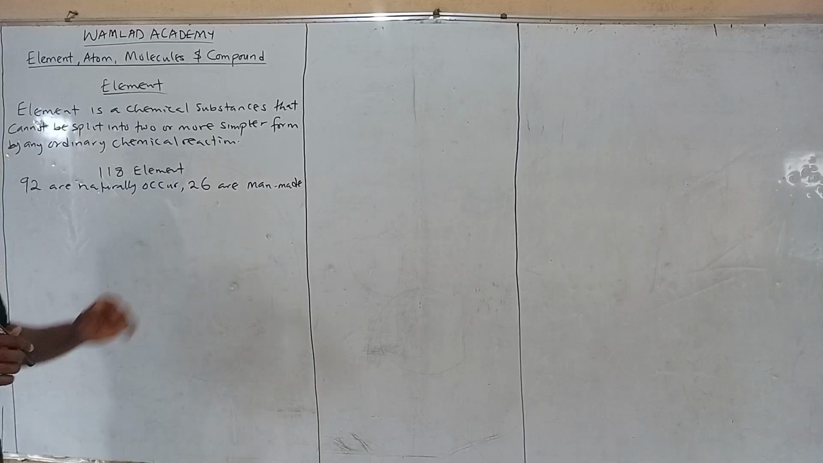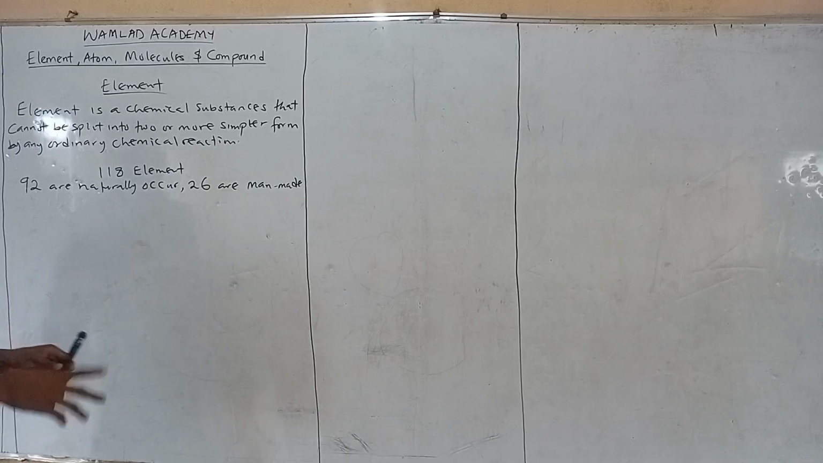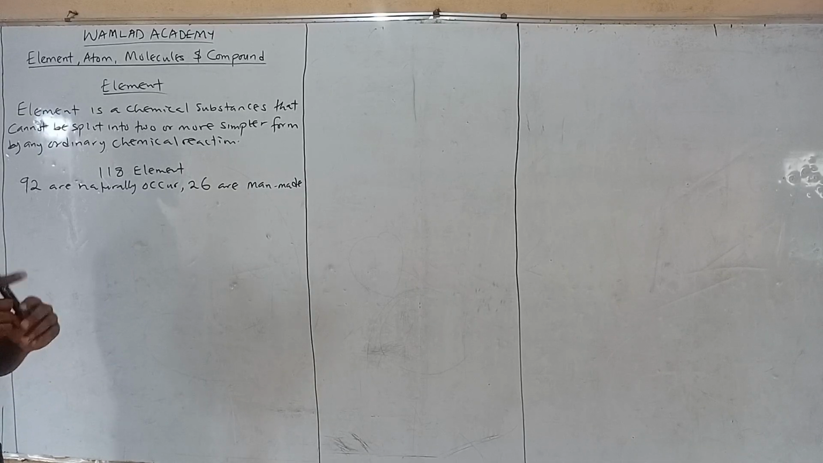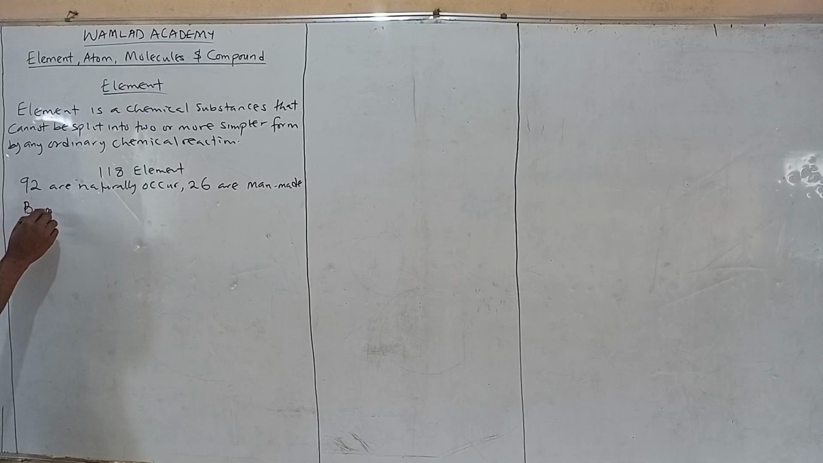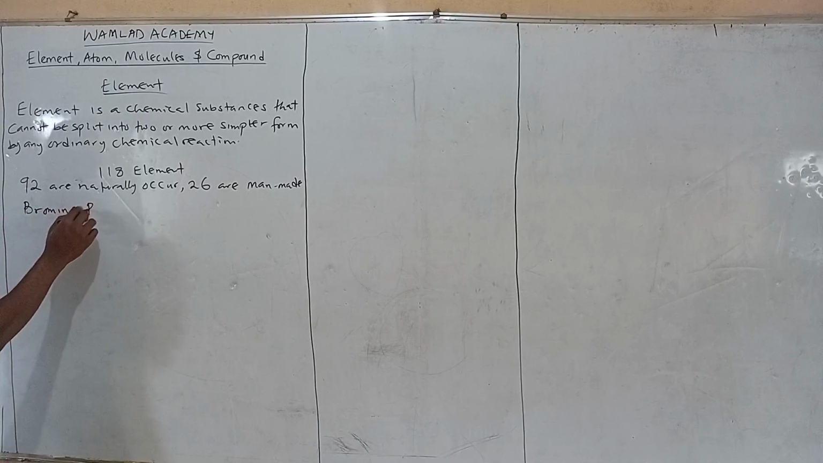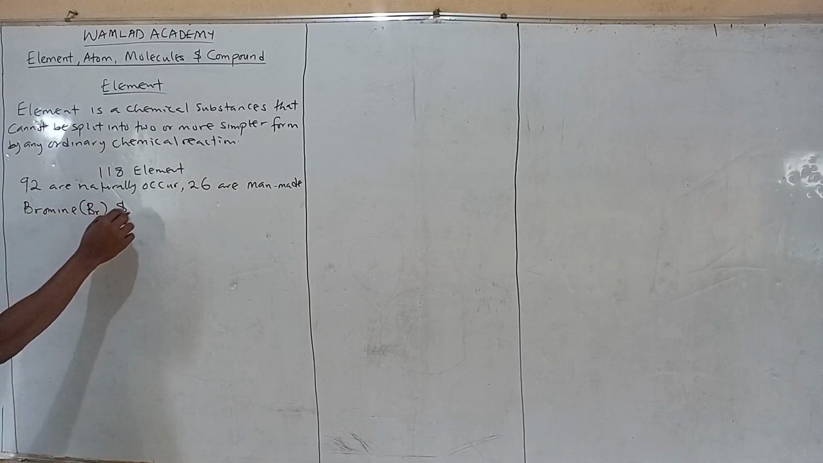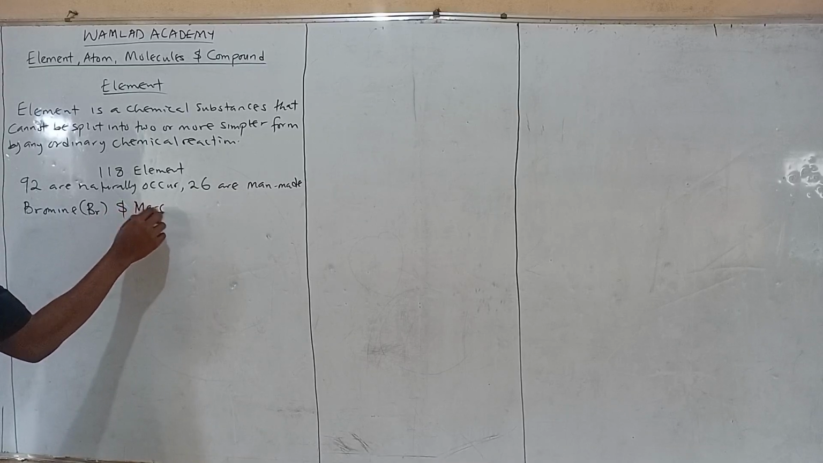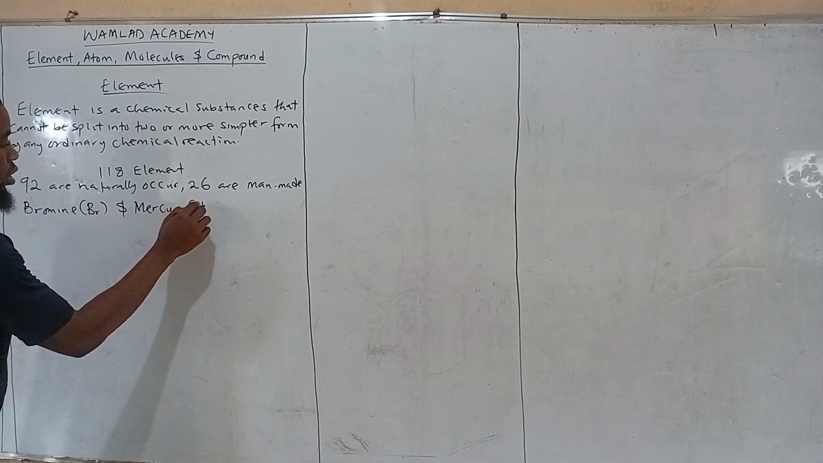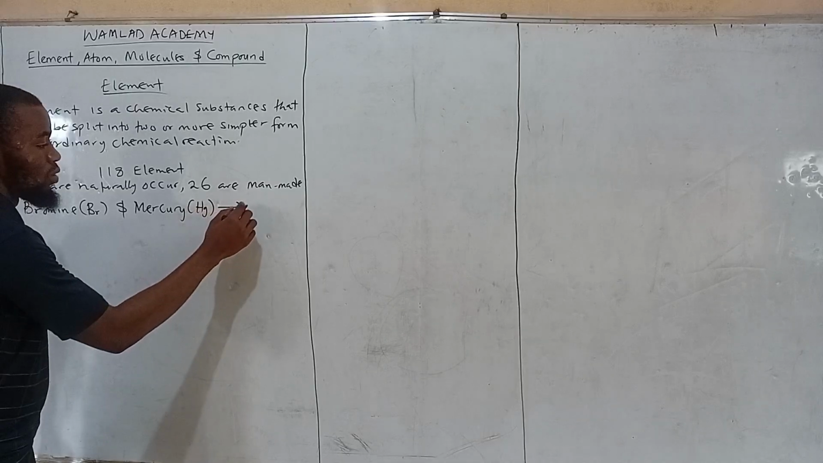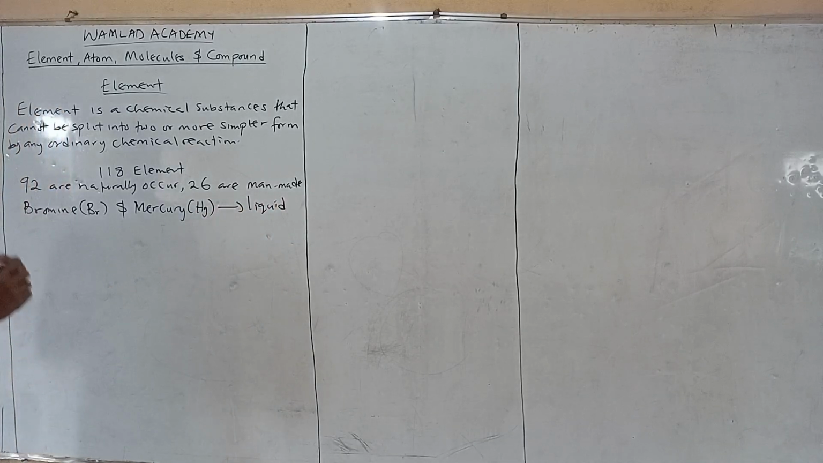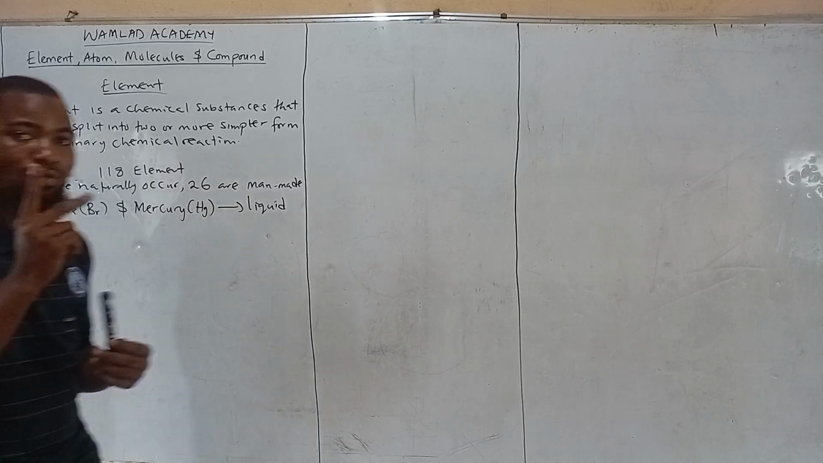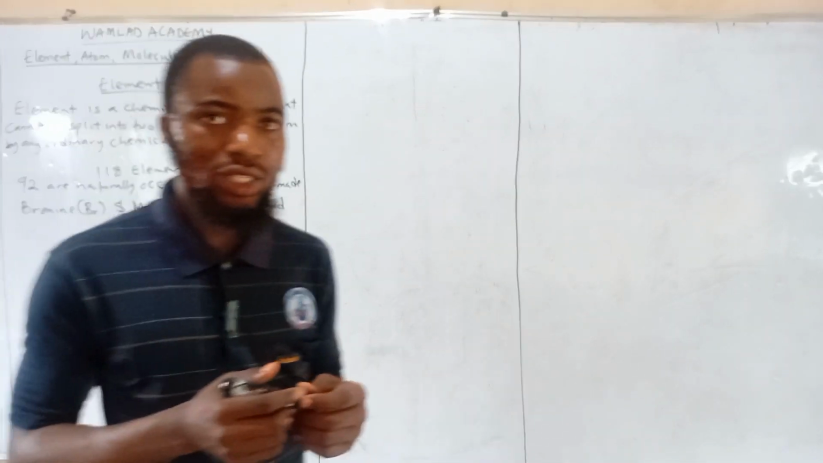Out of these 118 elements, only 2 elements exist as liquid at room temperature, which are bromine and mercury. These 2 elements are liquid at room temperature. And among these 118 elements, we have 11 elements that exist as gaseous.